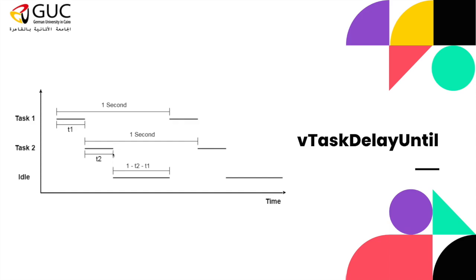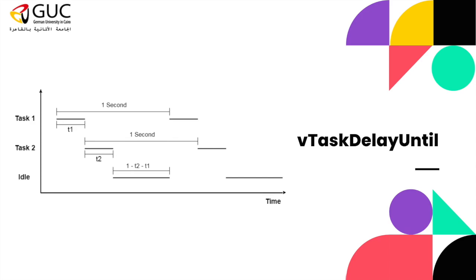And similar to task 1, what does vTaskDelayUntil take? The reference time provided to it. So it will actually count 1 second from the beginning of the task, not from the moment I called the delay function. That's vTaskDelayUntil.